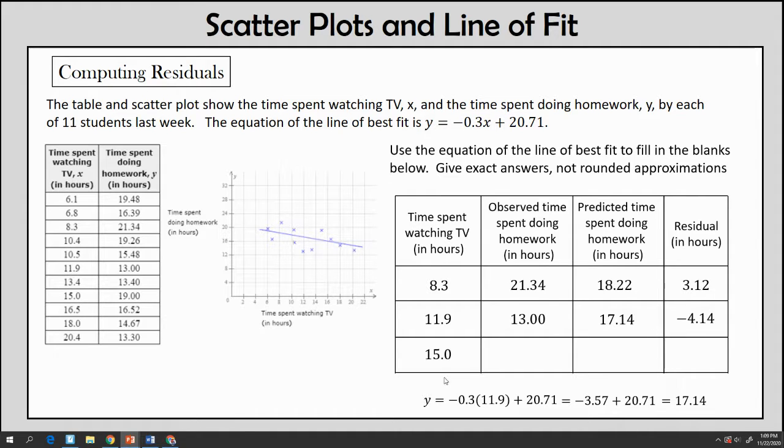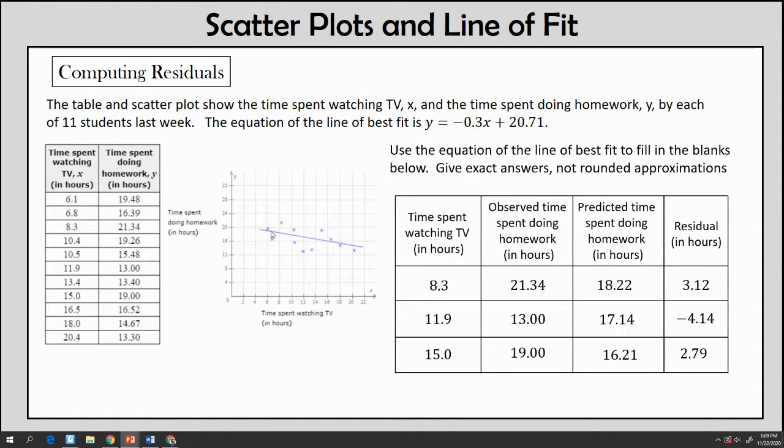Okay, and then do it for the person who spent 15 hours watching TV. Well, they got 19 point something hours according to the actual data. What does our prediction say? Well, the line of best fit says somebody that watches 15 hours should do 16.21 hours of homework, and that's a residual value of 2.79. Okay, so that's constructing and analyzing residual values.